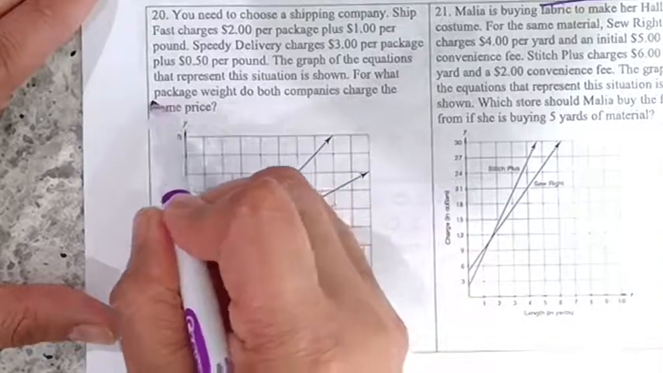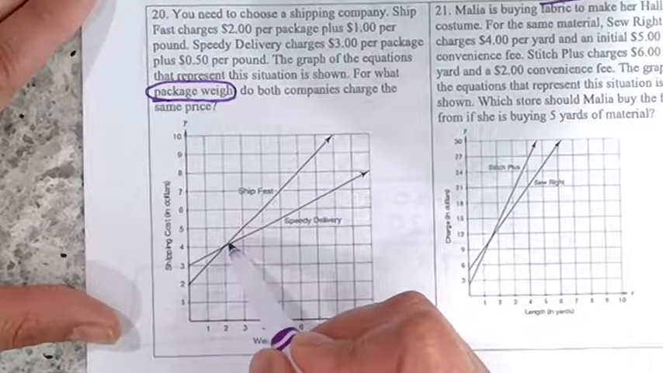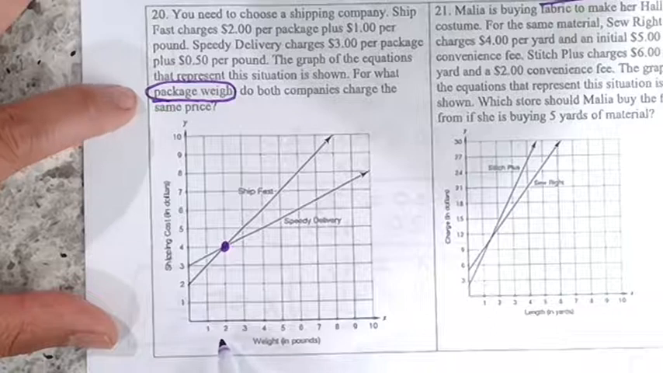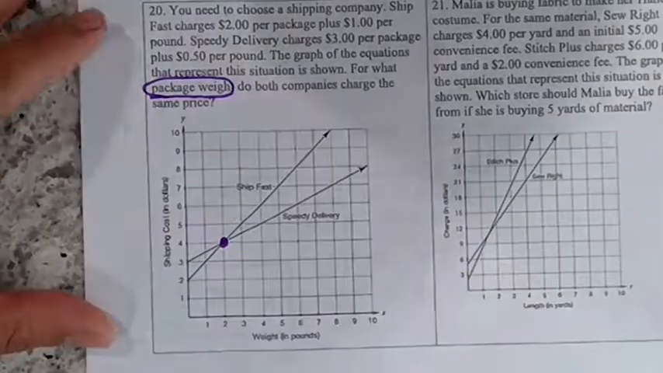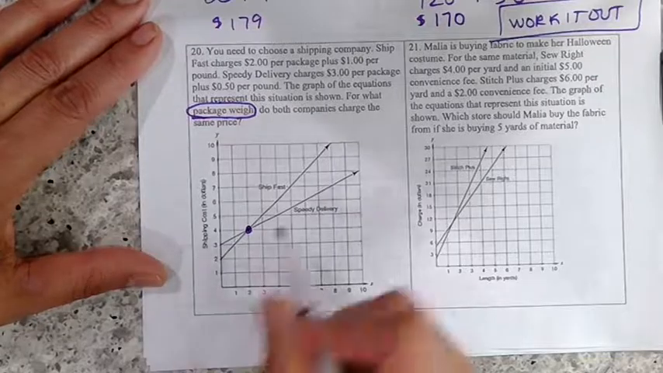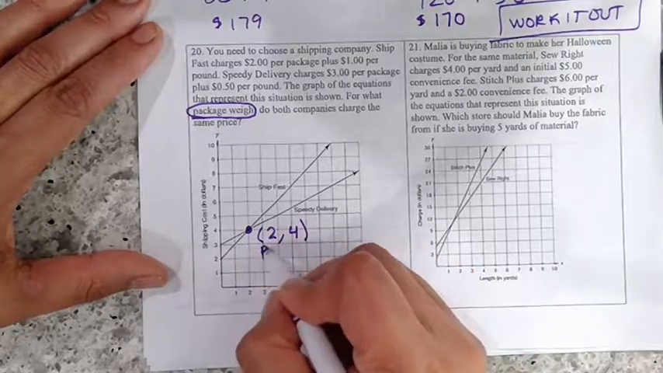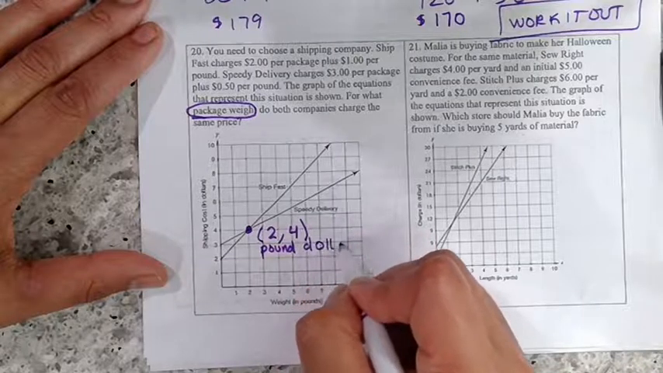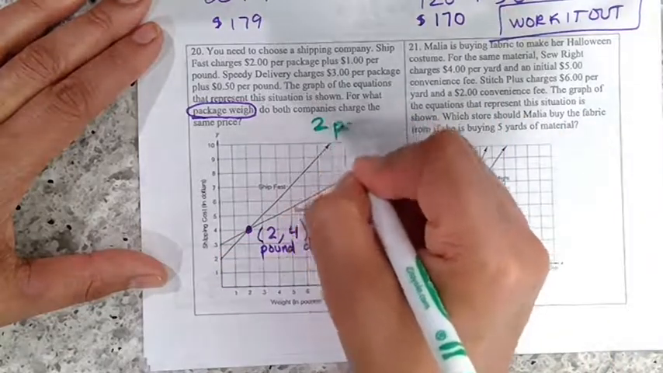For what weight do both companies charge the same price? Okay, the same is going to be where they intersect. So for what package weight? So if something weighs 2 pounds, the shipping cost is $4. You have to be careful because on a multiple choice test, they'll try to confuse you, and sometimes they'll ask for the weight or for the shipping. So your answer could either be 2 or 4. So this is 2 pounds, $4. So what's your answer? Is it 2 or is it the 4? Right, the package weight is 2 pounds.